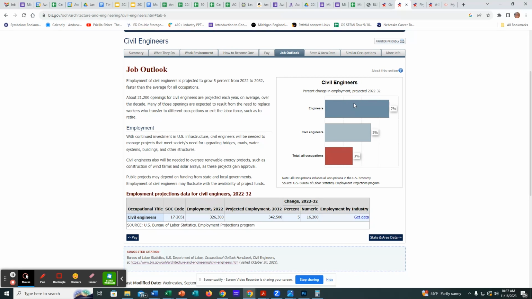So if we look at the chart, it tells us the engineering category is going to grow overall by 7%. Now the national growth for any job today is 3%. And this does change, by the way, every year. I remember a time when this number was at 11%. So our job growth is not as high as it usually is. Right now it's 3% is average.